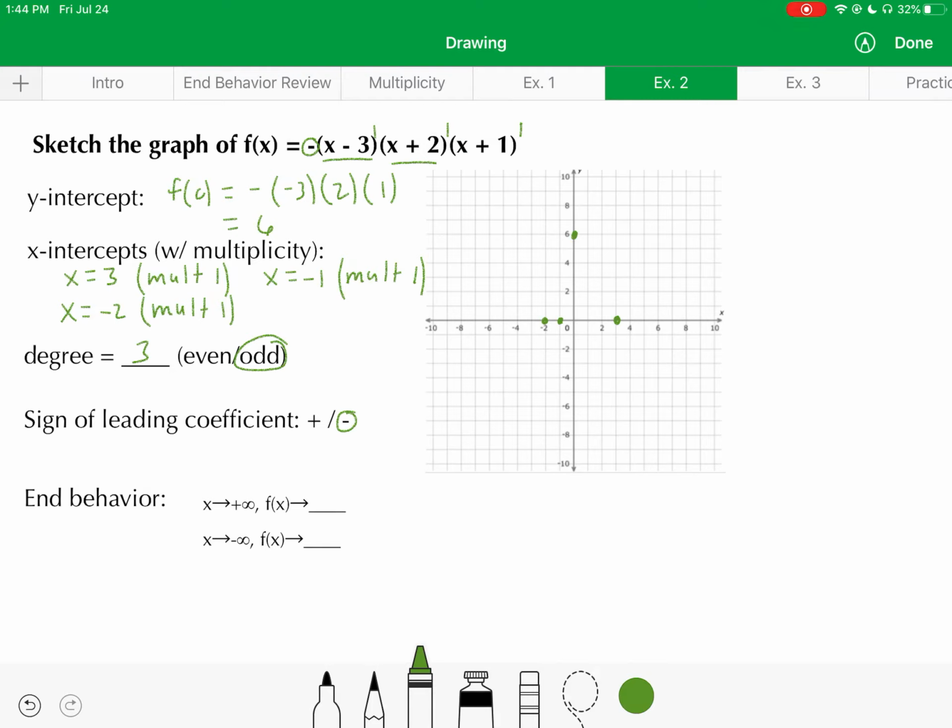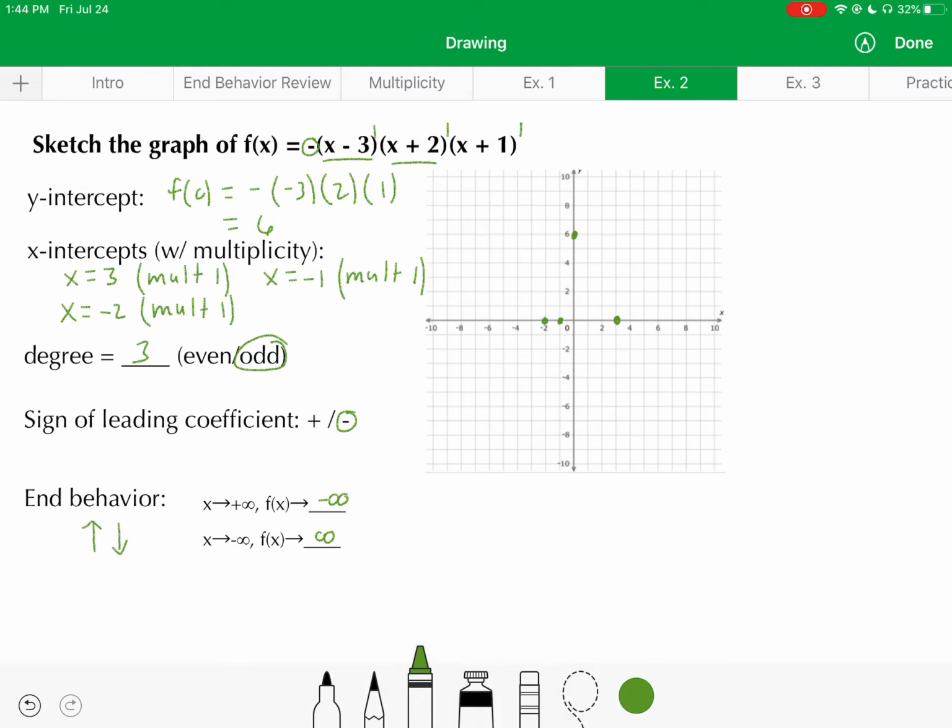Now, degree and leading coefficient help you determine your end behavior. For an odd degree function with a negative leading coefficient, your end behavior should be up on the left and down on the right, okay? Meaning as x approaches positive infinity, f of x approaches negative infinity, and as x approaches negative infinity, f of x approaches positive infinity, okay?